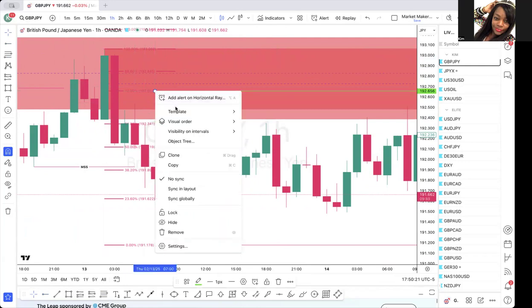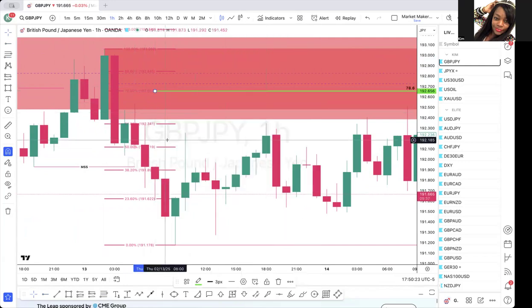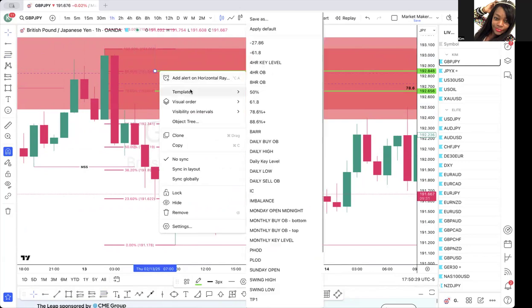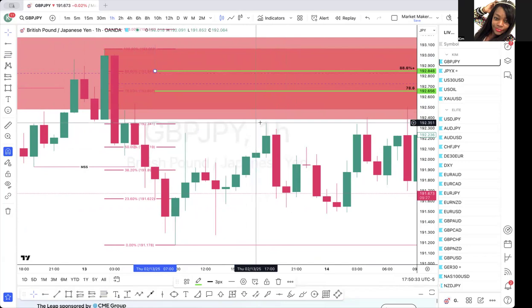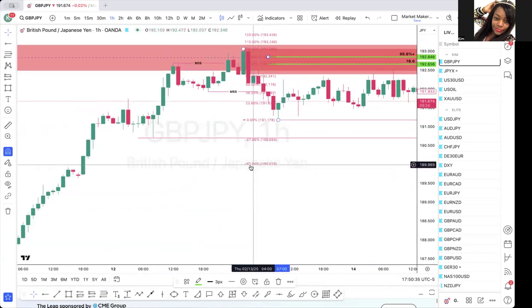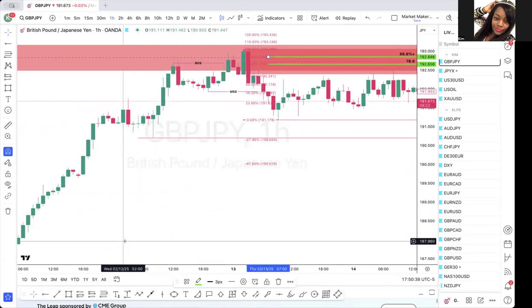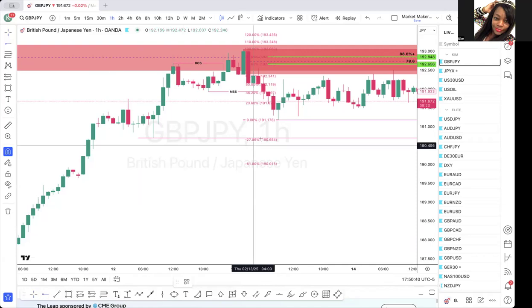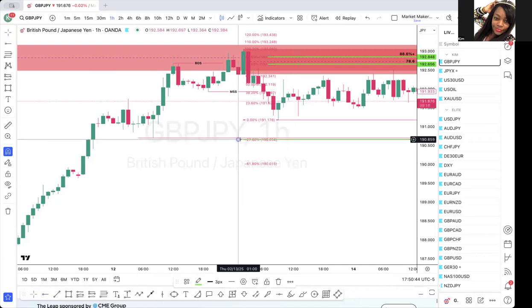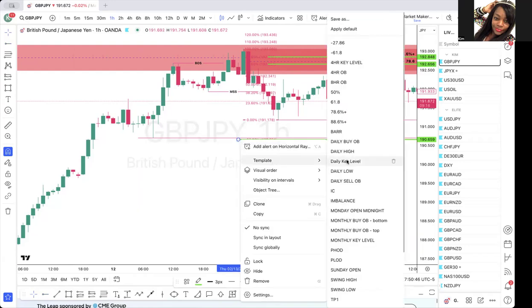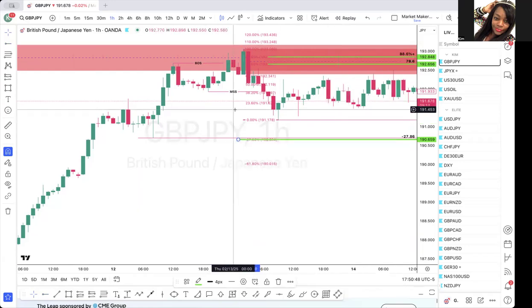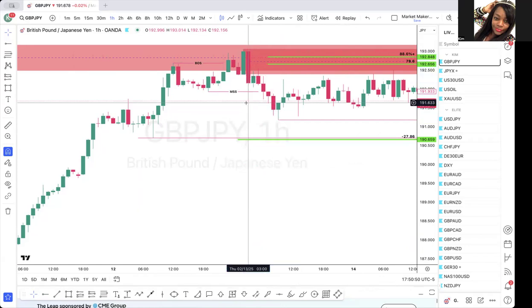So this is our 78. And then I'm just going to also mark up the 88. Okay, so now that I have that, I also want to put the -27. All right, so now I can remove my fib.